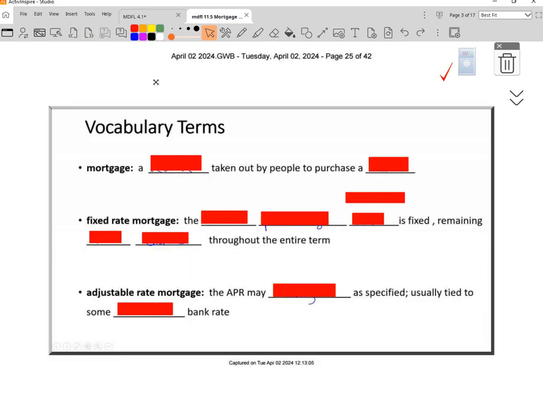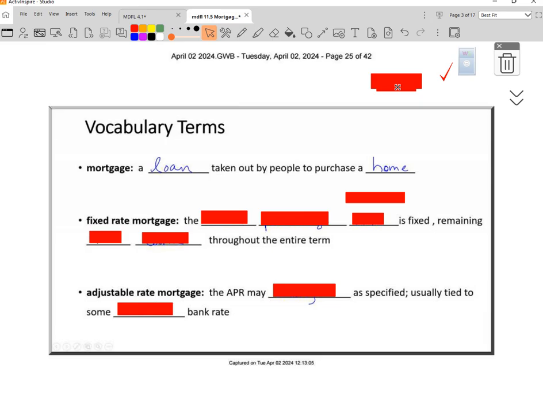So that is our very first vocab word. A mortgage is a loan taken out by people to purchase a home. There are many types of loans that you could buy a home with, and there are many types of fixed-rate mortgages, and there are many types of adjustable-rate mortgages, I'm sure. But we're just talking about the difference between those two. So a fixed-rate mortgage is a loan that has an interest rate that doesn't change. Fixed means doesn't change, right? So what do you think the adjustable-rate mortgage might be then? Yeah, if you adjust something, you change it, right?